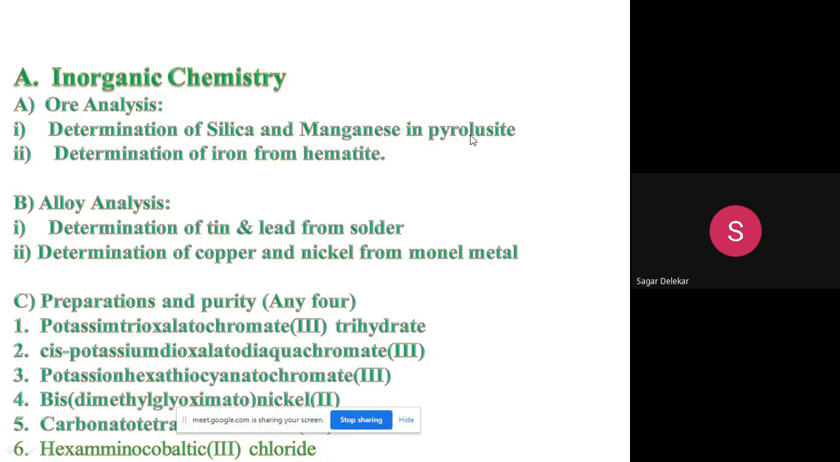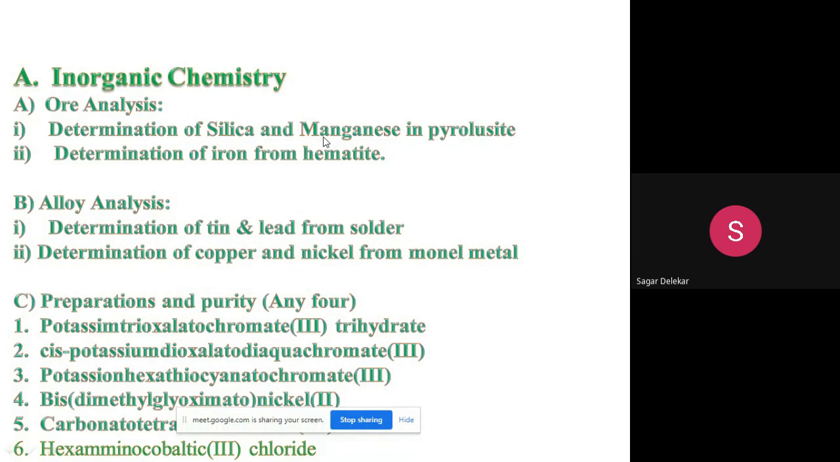You want to open the ore properly, and for that, you want to take the desired amount of the ore in a conical flask, and then you want to add aqua regia. Aqua regia means a mixture of acids, HCl plus HNO3. Around 10 ml one can add, and for making 10 ml aqua regia, one can take 6 to 7 ml HCl plus 3 ml HNO3. So the composition is 3:1, and then you want to heat it to nearly dryness.